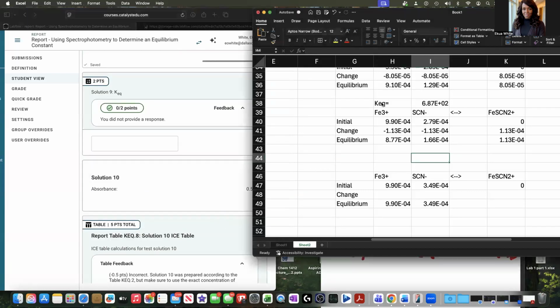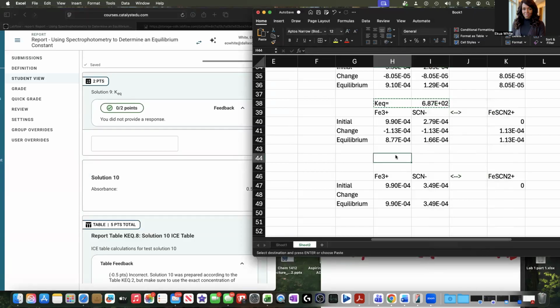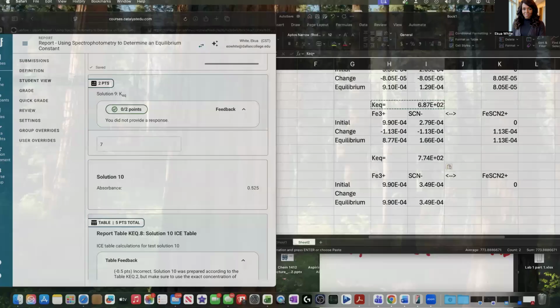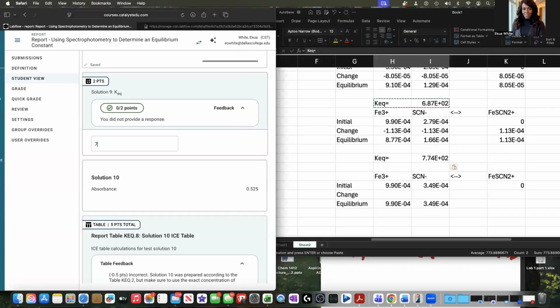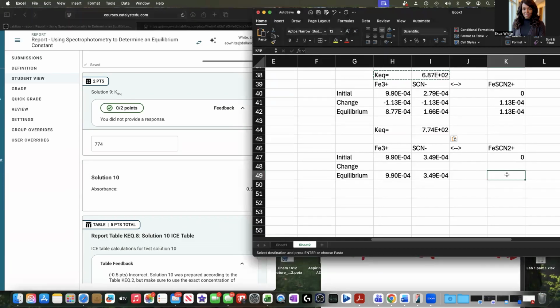Oh, I have to do this one again. K equilibrium. I'm trying to put in the same position relative so it gets the numbers right. 774, y'all. Don't get lost numbers now. Okay, for our last one here, what is this last one here? 1.433 exponent -4. Please work.